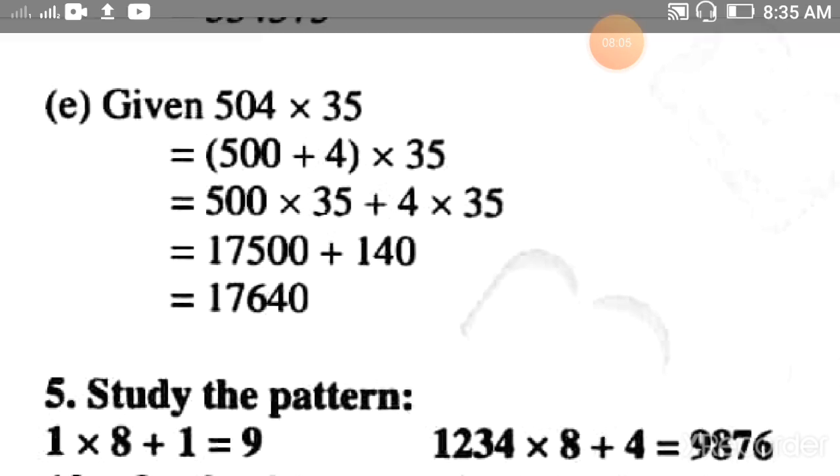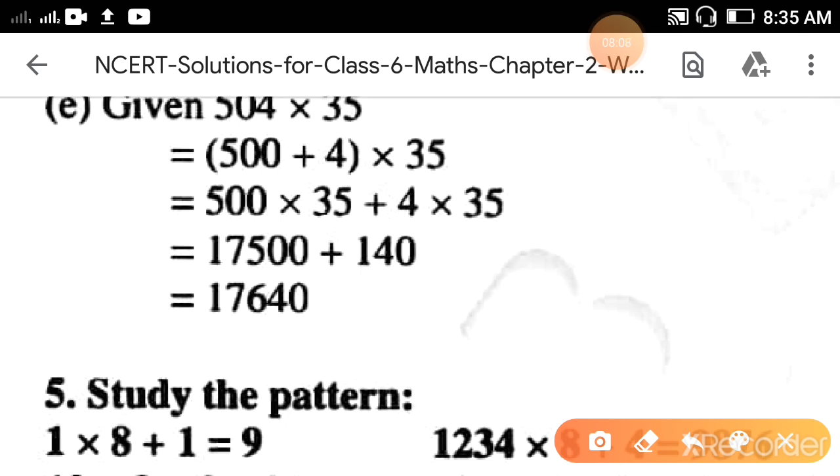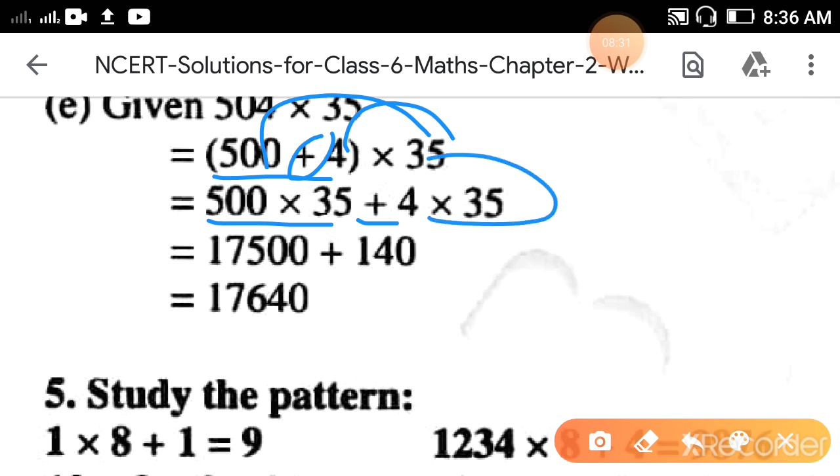Then E, here 504 into 35. Here it is written as 500 plus 4 instead of 504, because it will be easy to multiply with 5 and 500, that's why. Again multiply 500 with 35, here plus sign is given, so here also you have to put plus sign. Again 4 into 35. Now multiply according to the rule: first multiply both the numbers in both the terms, and then make the sum.